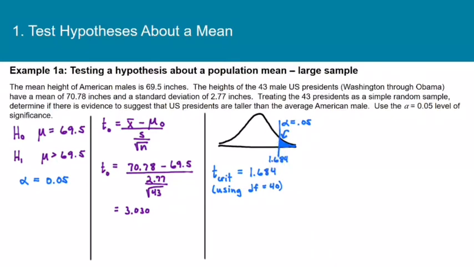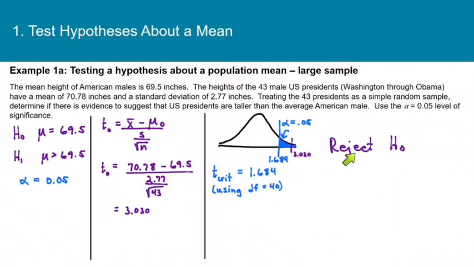And now we need to compare our test statistic to this critical value. So you just draw the test statistic on your diagram. If the test statistic is in the shaded region, that's called the rejection region, and that means we're going to reject H0. And if the test statistic had fallen here in the unshaded region, we would not reject H0. So we're going to conclude here that we need to reject H0.